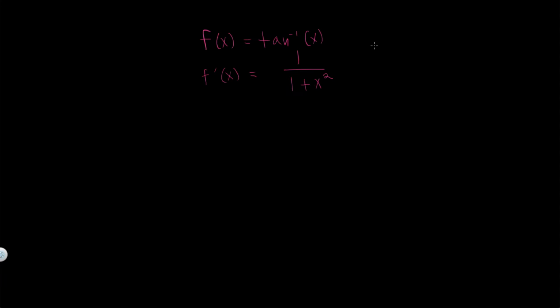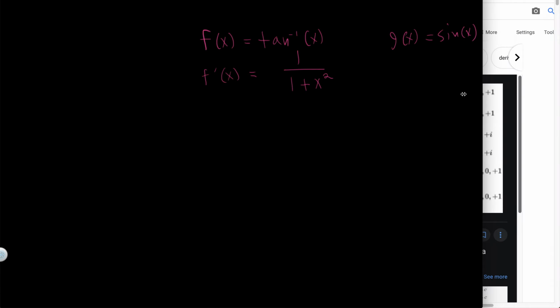Now, there are other ones, right? For example, if we have g of x is equal to sine inverse of x, there's a specific derivative formula for this as well. And so I'm just going to pull up a chart, look at the chart, and discuss it a little bit, and this will be a pretty short video.